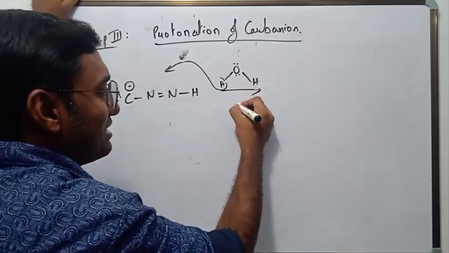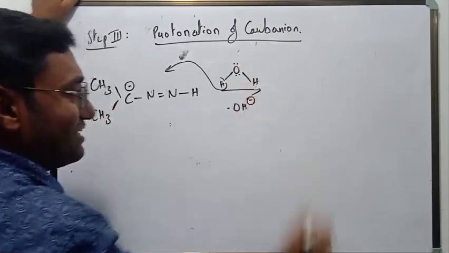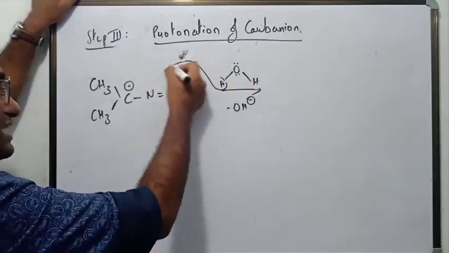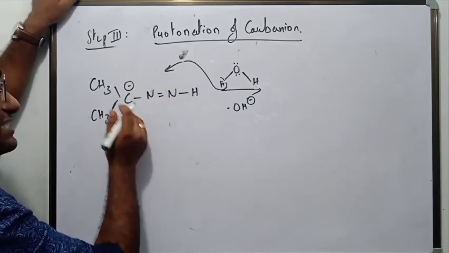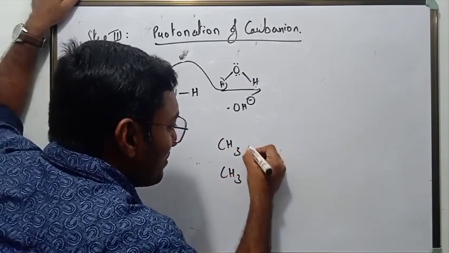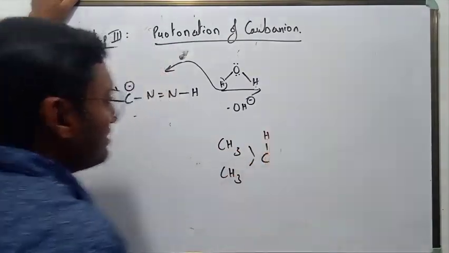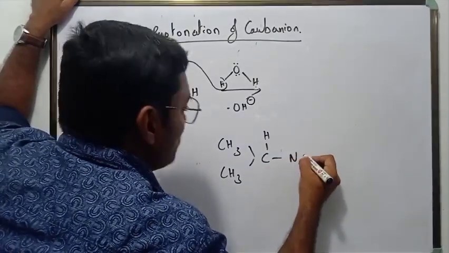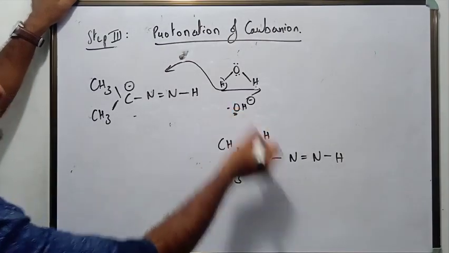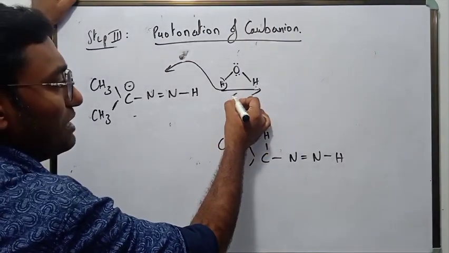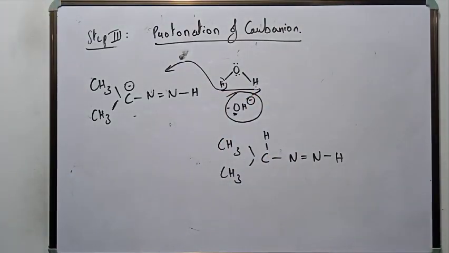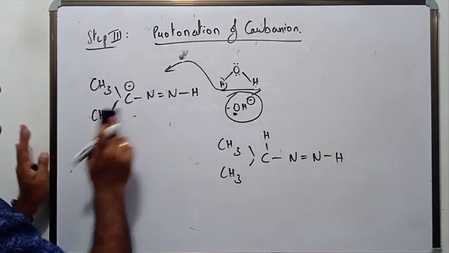OH minus would come out. Correct? Yes. So H plus will be donated. The water will act as a Lowry-Bronsted acid, and this carbon anion acts as a Lewis base. Fine. So now we get a structure like this, CH. Correct? Yes. So here we go. We got a structure like this, and the result is OH minus. Please note this OH minus. We are going to use it in step number 4. I hope you understand. Now let's go to step number 4.